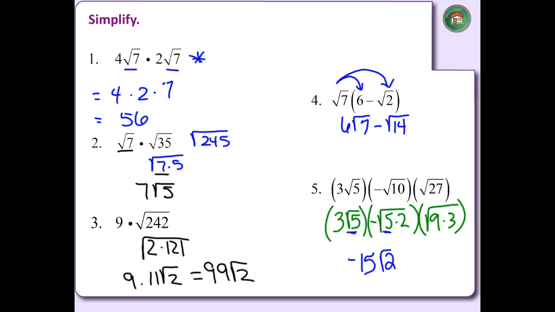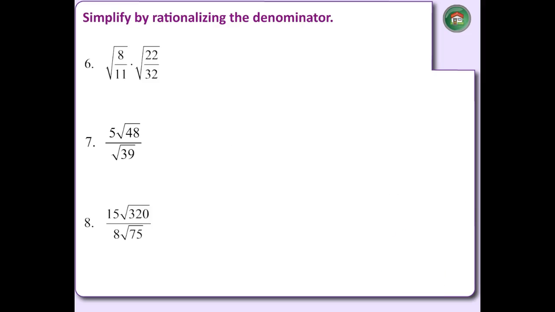And now over here, this last one, I can simplify that as 3 root 3. And now let's put them together. Negative 15 times 3 is negative 45 root 6. Okay, so it's real important to see and pay attention who's in the radical and who's out of the radical and what we're going to do with them. Let's do a few more complicated ones.